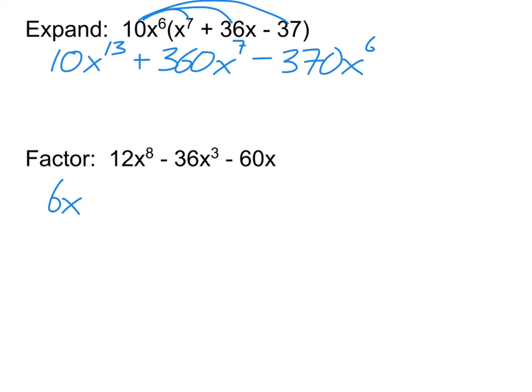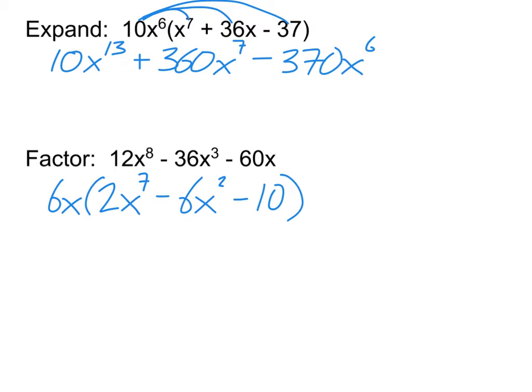Let's do that. So I do the 12x to the 8th divided by 6x. 12 divided by 6 is 2. X to the 8th divided by x is x to the 7th, because we subtract the exponents when we divide. All right, the minus is still there. Now I do 36 divided by 6, which is 6. And x cubed divided by x is x squared. Then minus 60 divided by 6 is 10. And then x divided by x is just 1, so that goes away.